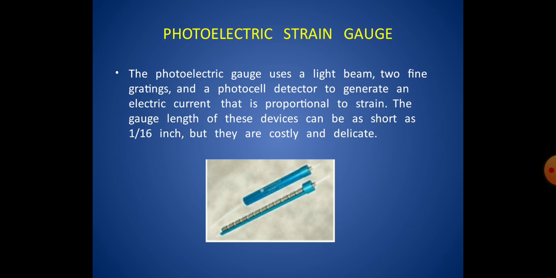Photoelectric strain gauge uses a light beam with two gratings and a photocell detector to generate an electric current that is proportional to strain. So if the strain is more, the photocell detector will generate more electric current. The gauge length of these devices can be as short as 1/16th of an inch, but they are costly and delicate, and for highly precise and accurate measurements we are using photoelectric type strain gauge.